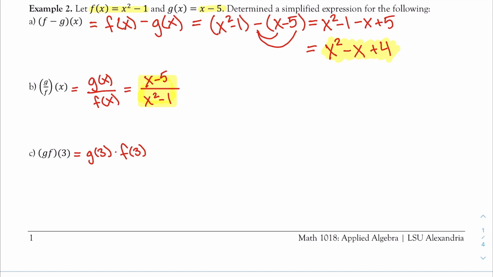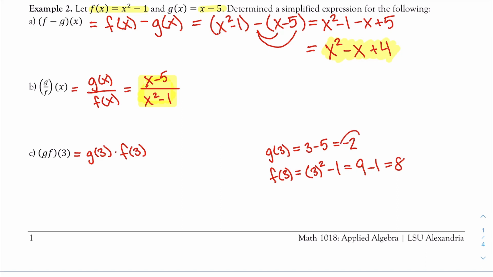So on the side, g of 3. Remember, g of 3 means what happens if I take g of x and replace my x with a 3. In this case, instead of x, I have 3 minus 5, or just negative 2. For f of 3, again, I do the same thing. I replace my x with a 3. In this case, I get 3 squared minus 1, which gives me 9 minus 1, or 8. So by plugging 3 into my original functions, I know what g of 3 and f of 3 are, respectively.